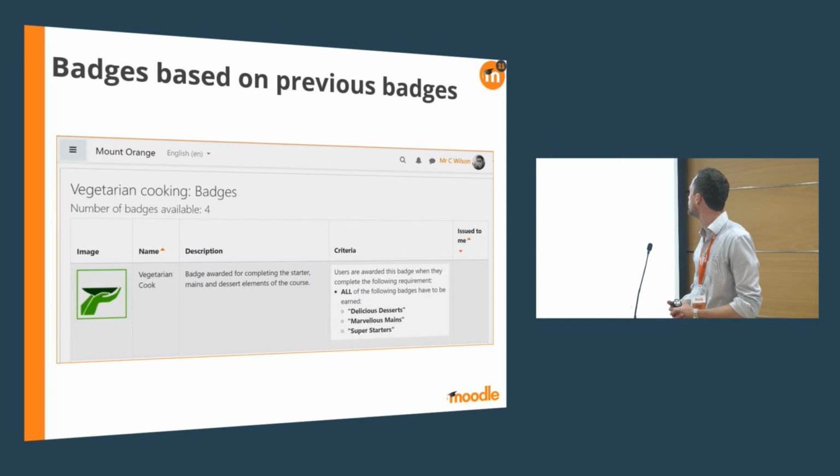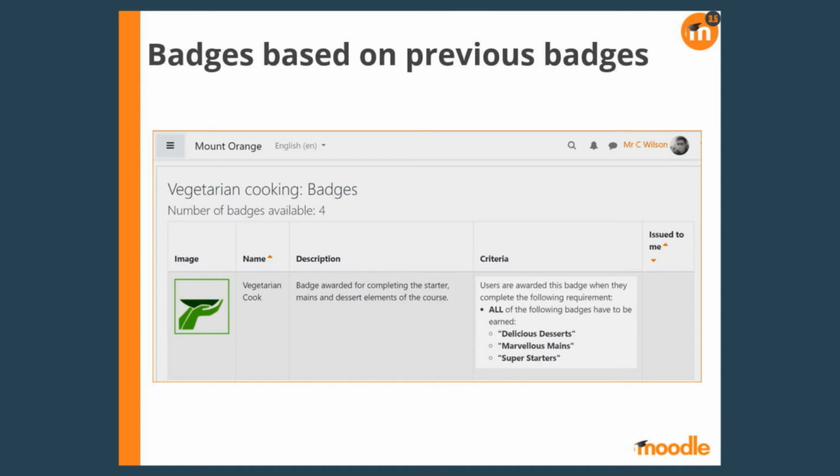But the third badge criteria is that you are now able to award a badge based on previous badges that have been awarded to that user. So this allows you to set a certain order in which you need to collect badges, a certain number of steps that a student would have to go through before they get the final badge. In this case, there's a vegetarian cook badge, and to be able to be awarded this badge, there's another 3 badges that the user needs to earn first.